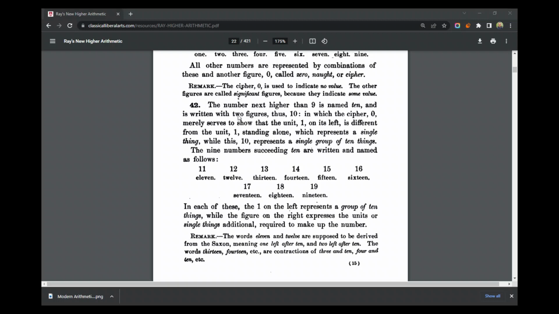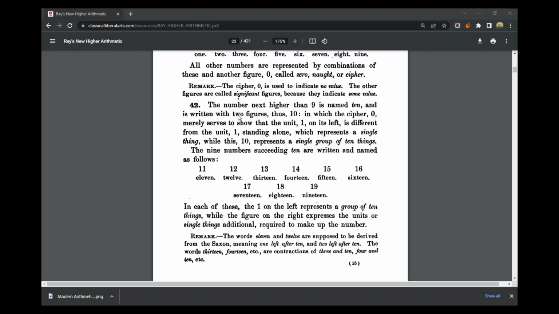Article 42. Once we go higher than 9, and again, I know this is review, but it's good for us to just pay attention to the method by which we communicate in arithmetic and appreciate it. The number higher than 9 is named 10, and it is written with 2 figures, 1 and 0. In this number, the cipher or 0 merely serves to show that the unit 1 on its left is different from the unit 1 standing alone, which represents a single thing, while this number 10 represents a single group of 10 things, or 1 ten.